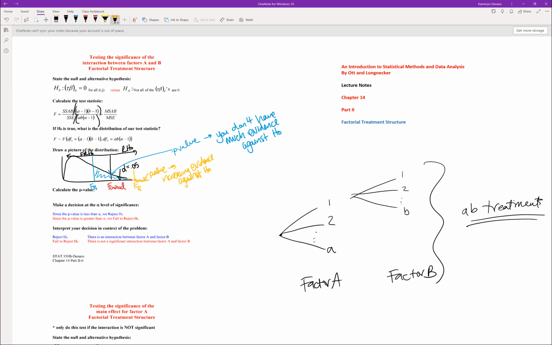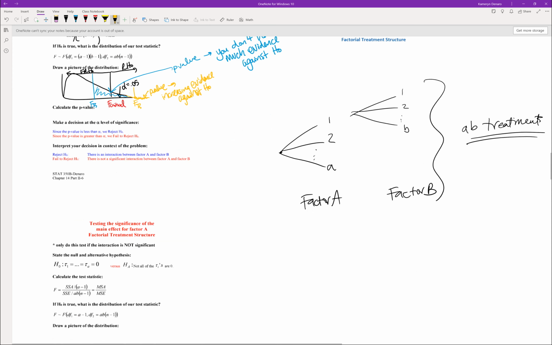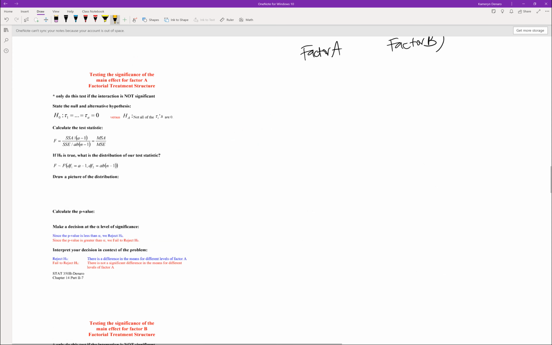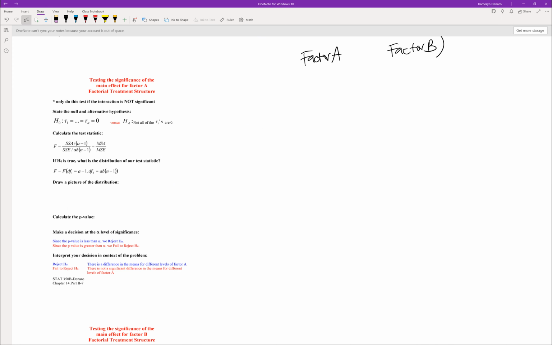However, if the interaction term is not significant, you might be asking yourself, well, does factor A matter or does factor B matter? So you could repeat an F test to test if there's a significant effect for factor A. And remember, you only do this if the interaction term is not significant, because if it is significant, you're going to leave in the term for the main effect anyway. So there's no reason to carry out this test.